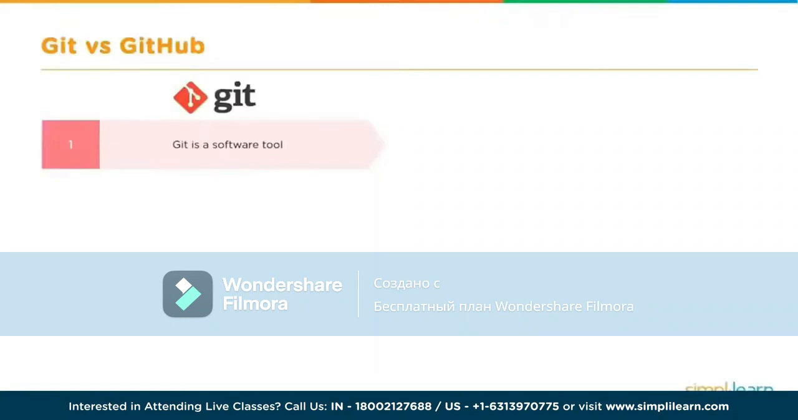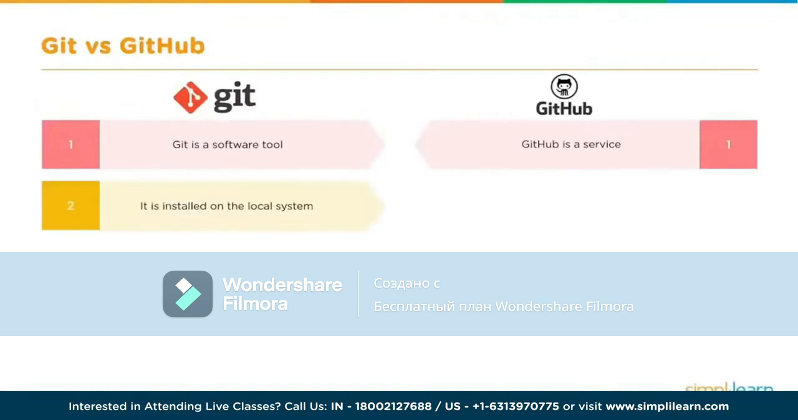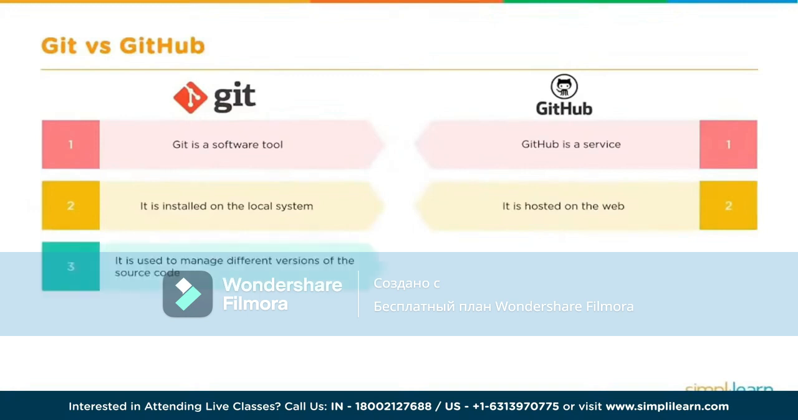So let's talk a little bit about Git versus GitHub. Git is a software tool, whereas GitHub is a service, and I'll show you how those two look in a moment. You install the software tool for Git locally on your system, whereas GitHub, because it is a service, is actually hosted on a website. Git is the software that's used to manage different versions of source code.